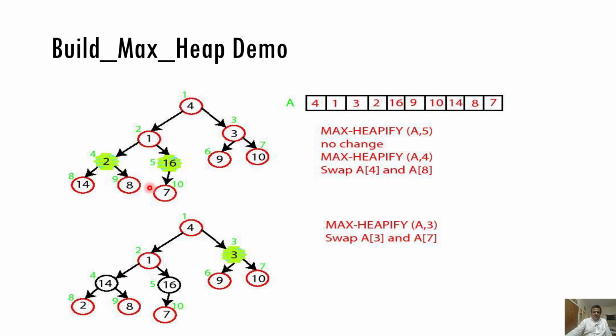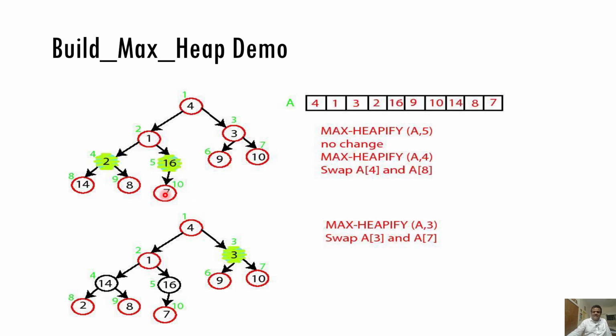So, these are our A1, A2, A3, these are our indexing. Now, we call the maxipify starting from n by 2. So, there are 10 numbers, n is equal to 10, so n by 2 is 5. So, this is the first node which has a child. So, we call maxipify on this node.